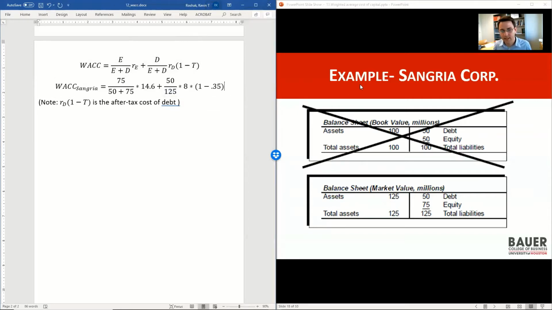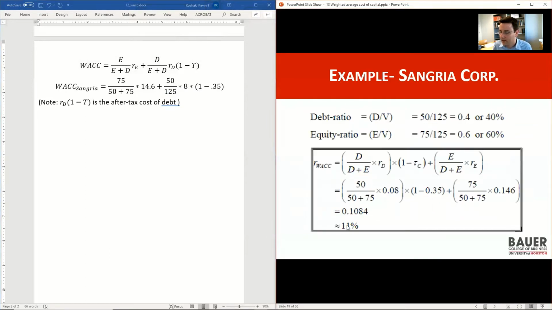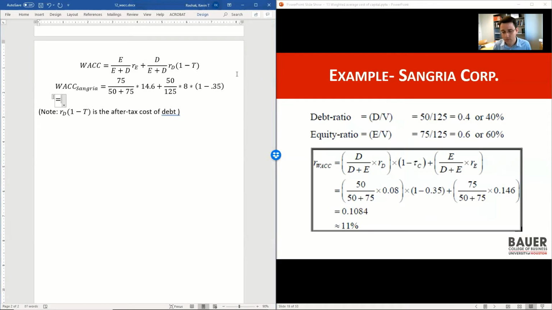All right, so that's everything we need, right? We have all the ingredients down. We calculate it, we put it into our calculator, and we get about 10.84% for this company's weighted average cost of capital. And we'll round to 11% in the notes.